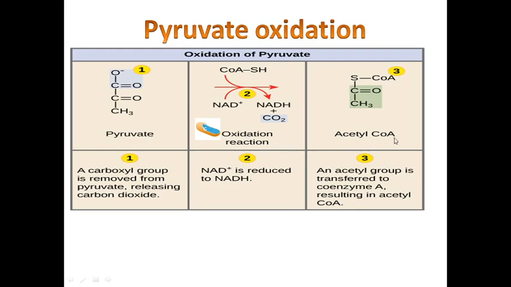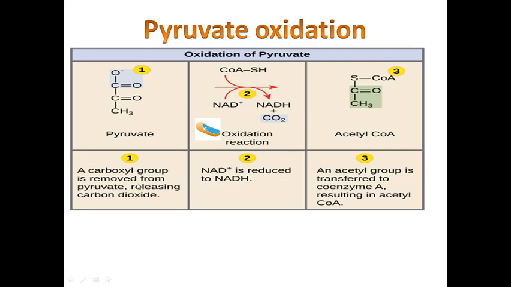Not the pyruvate enters the Krebs cycle, but acetyl coenzyme A does, and this reaction is known as pyruvate oxidation. Here the pyruvate is oxidized, carbon dioxide is released and NADH is formed. 2 molecules of NADH are formed and 2 molecules of carbon dioxide are released. So in eukaryotes, this reaction takes place in the matrix of the mitochondria.